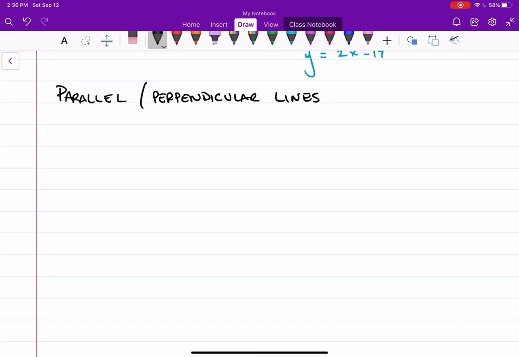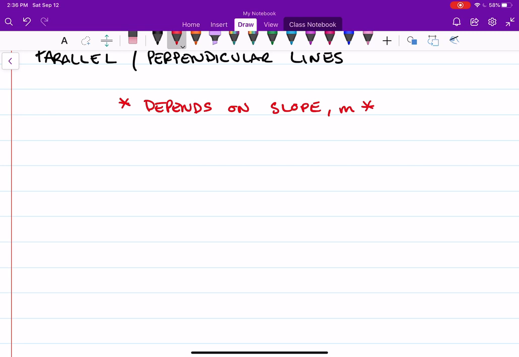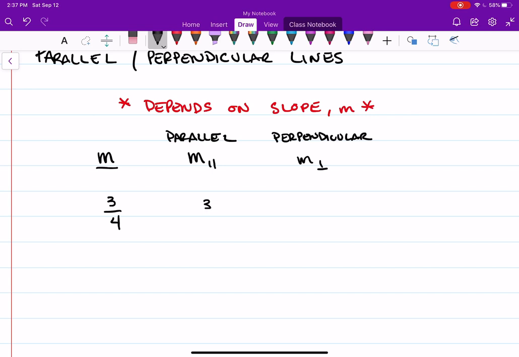What makes it parallel and what makes it perpendicular, it all depends on the slope, right? Depends on slope. Okay, so let's say the slope of the original, and then we're going to say what's the slope when it's parallel, and that's a symbol for parallel. And the slope that is perpendicular, and that is a perpendicular symbol. Okay, so if the original slope, let's say, is 3/4, the parallel slope would be exactly the same, still 3/4.